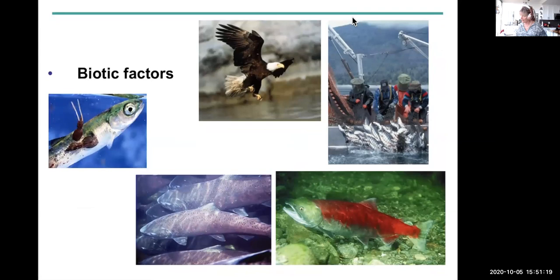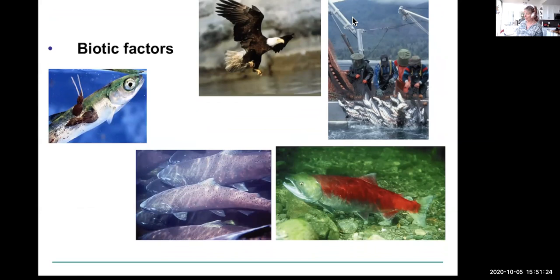Biotic factors. So these are my biotic factors for the coast because I was in fisheries, so I tend to sort of veer that way. These are salmon. This is a coho salmon. These are Chinook. Chinook are the largest of the Pacific salmon.